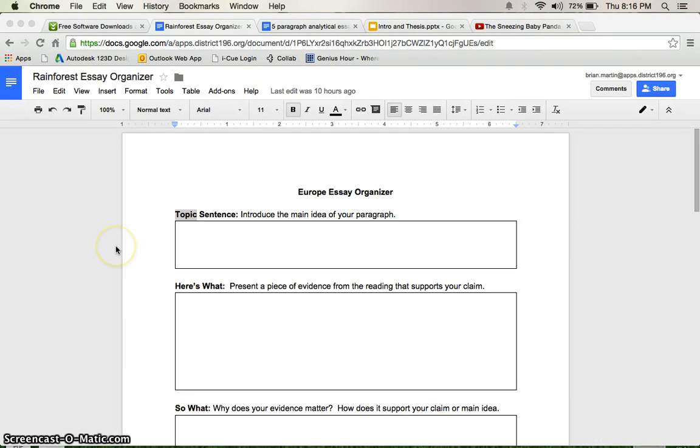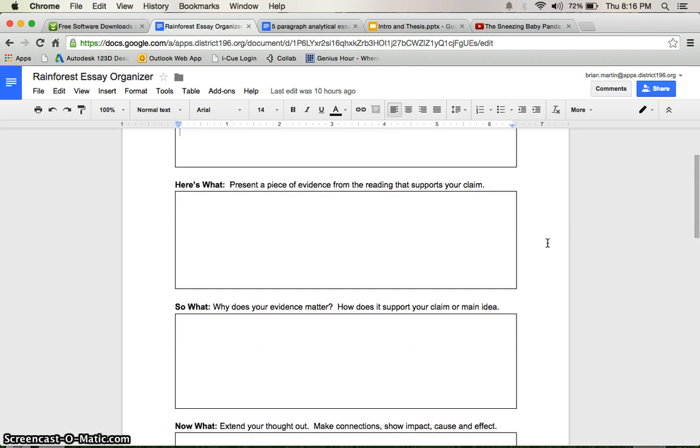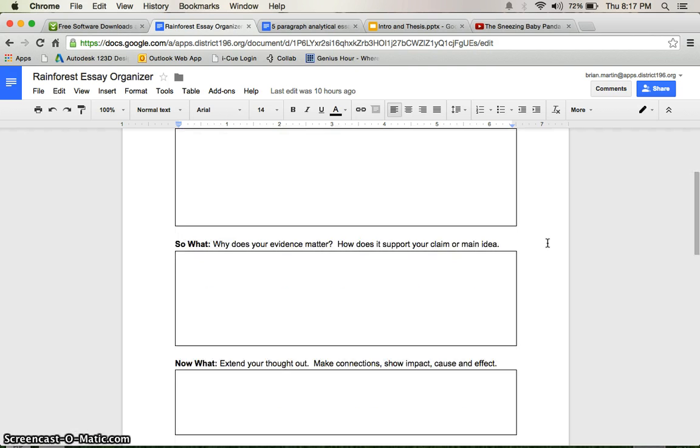So yesterday I talked about the two different options you would have for organizing your essay. The first one was the one that we've done a few times before, and we did with the rainforest essay, which was kind of the here's what, so what, now what. And so I'm just going to spend a couple seconds reminding you of what the here's what, so what, now what would look like.